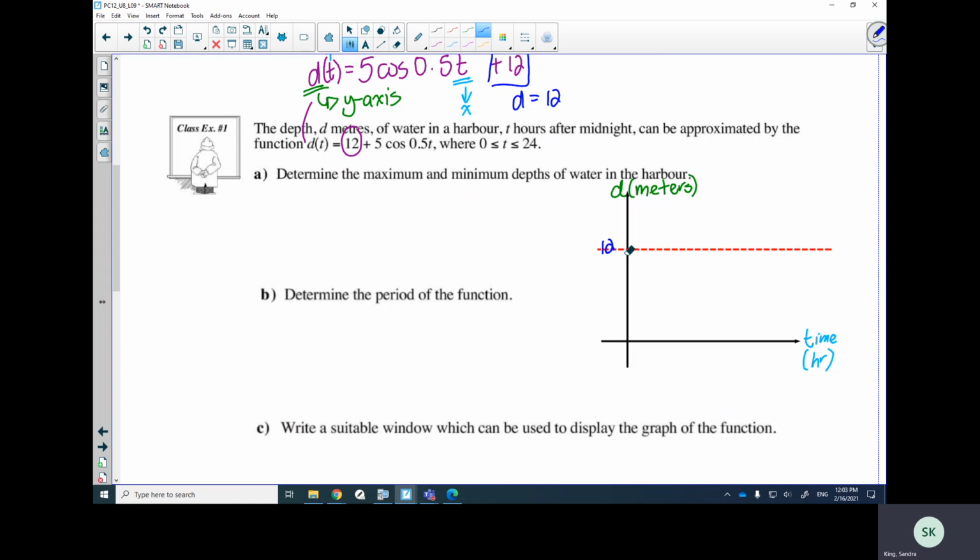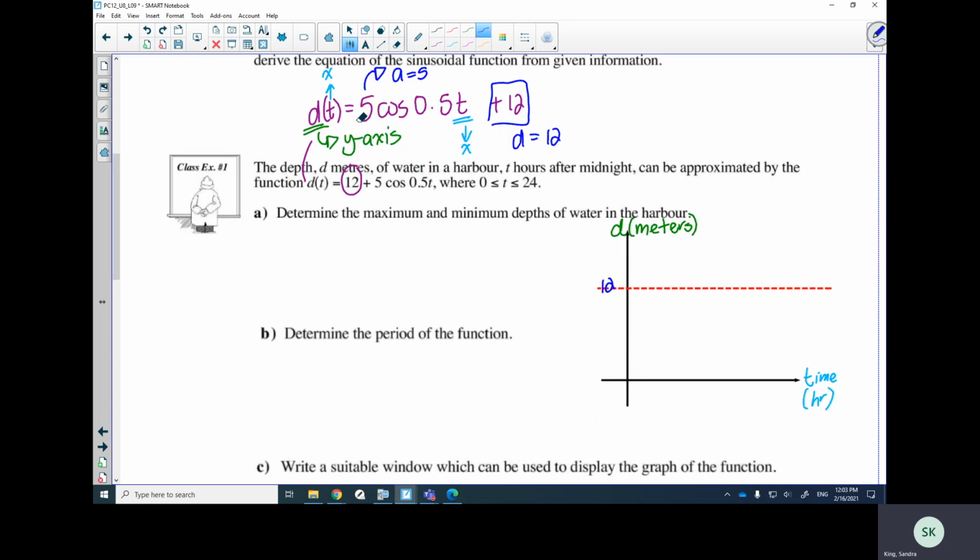Okay, so if this is 12, and then the height is 5, John, what's the maximum height of this graph going to be? It's going to be 17. So it is going to go up to 17. And Kelly, how low would it go? 8. Nope. Is it 8? Oh, 7. Yeah, 7. Okay, so that's going to be the max and the min of my graph.